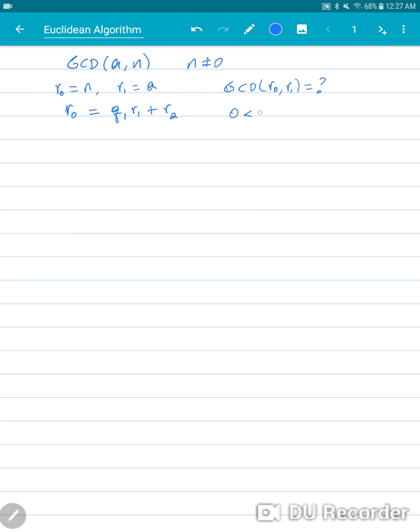And I will assume r2 is less than r1, greater than 0. It should be less than r1, otherwise it won't be the remainder. And we'll continue dividing r1 by r2 to get the second quotient. And then the remainder, let's call it r3.